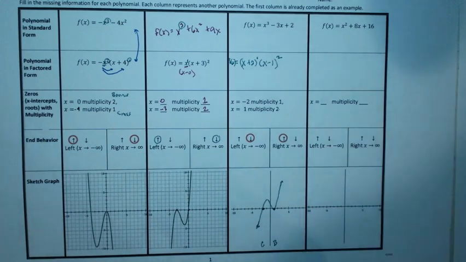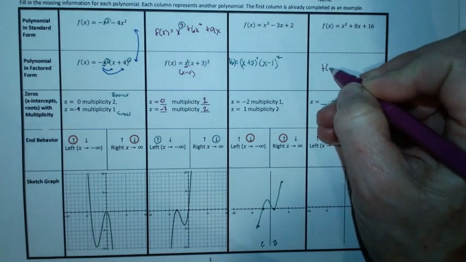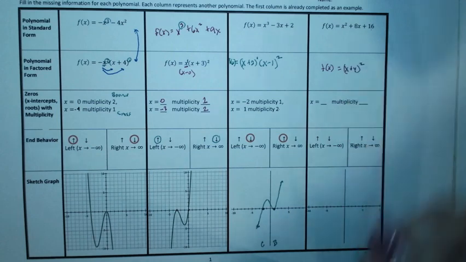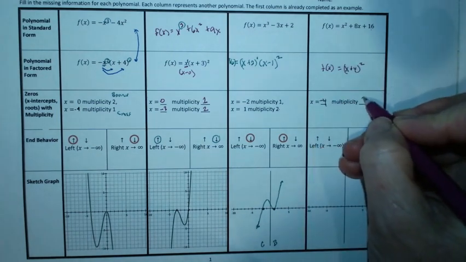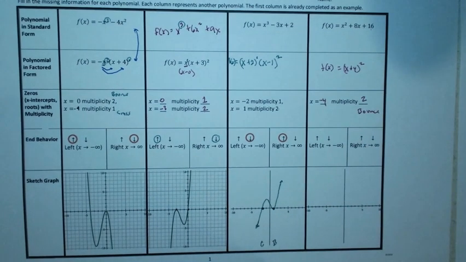Okay, let's look at this last one here. So factors of 16 that add up to 8. I can just factor that right from that, and it is going to be x plus 4 squared. Okay, so I just have one 0 here at -4, and it has a multiplicity of 2, so it bounces. Right, it has a bounce.